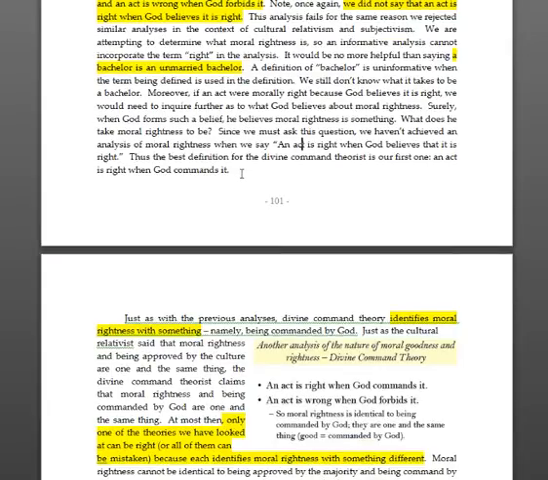The divine command theorist is identifying rightness with God's commands. They're one and the same thing. God's commanding something is the exact same thing as an act's being morally right, just as 2 plus 2 is the exact same thing as 4. Or the President of the United States is the exact same thing as Barack Obama.